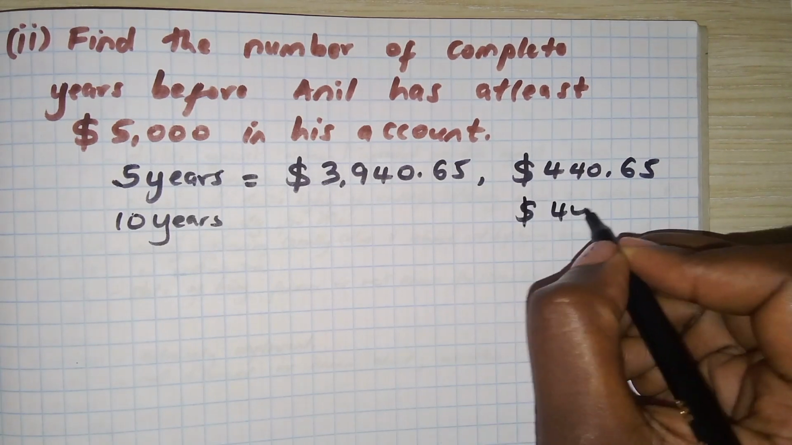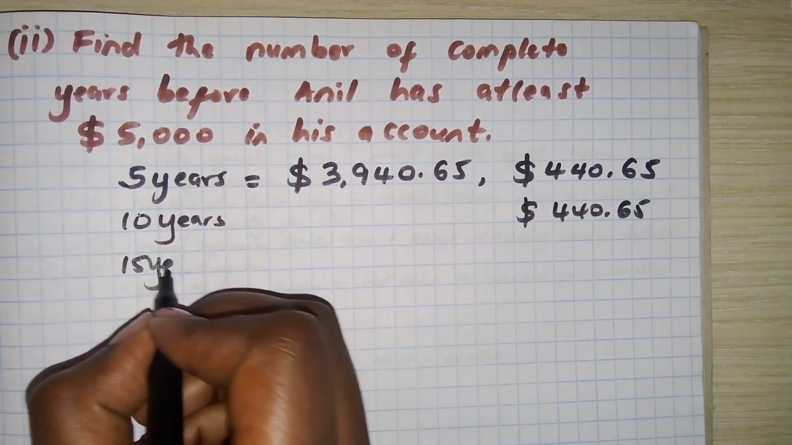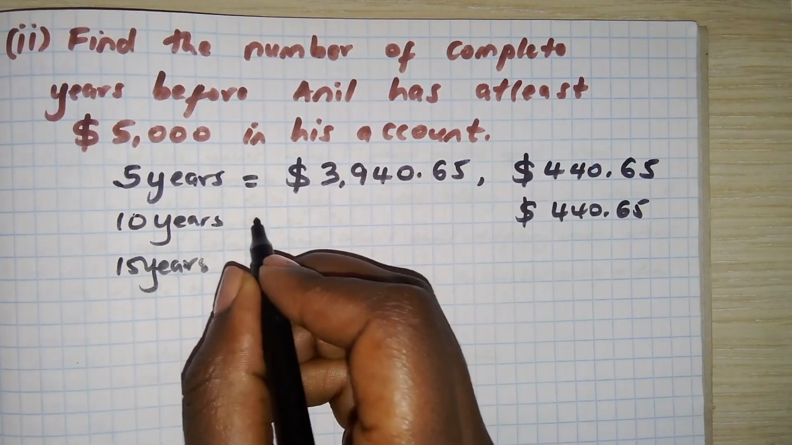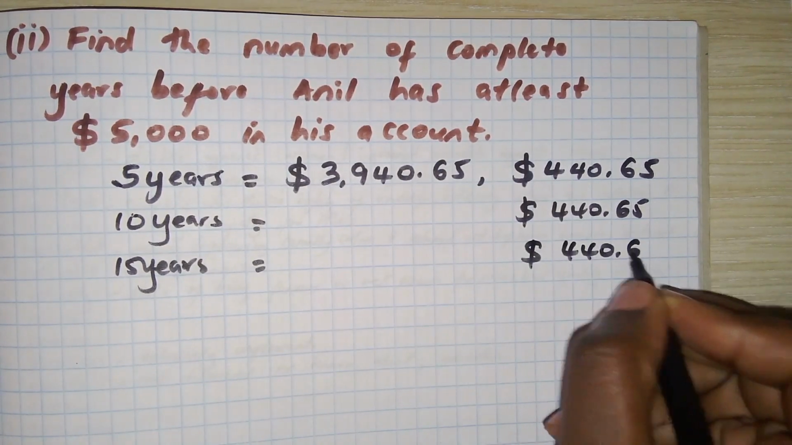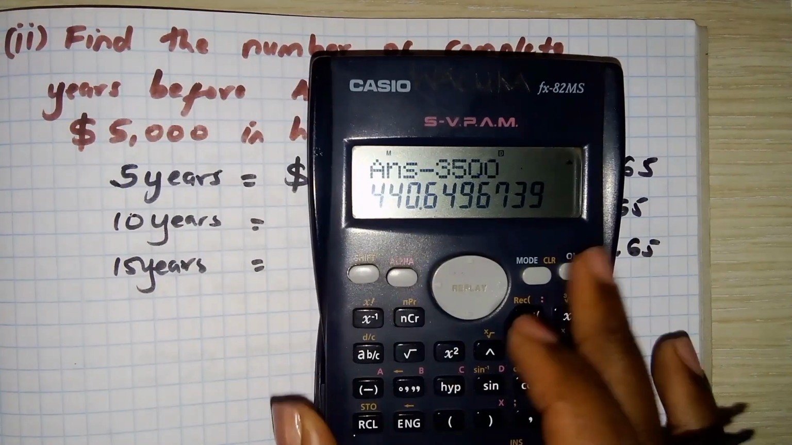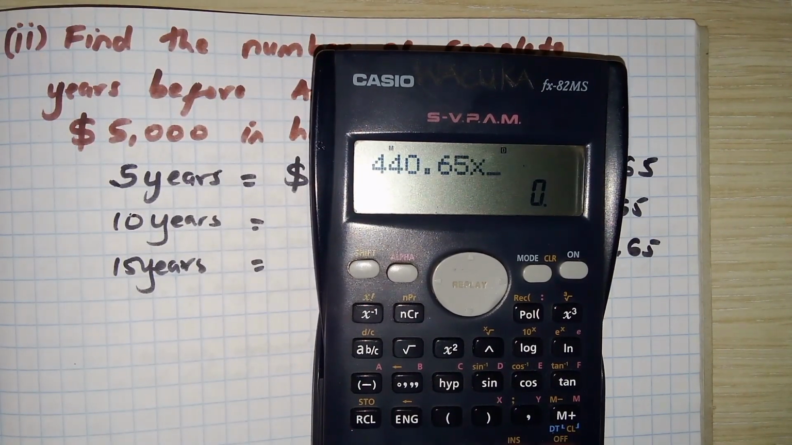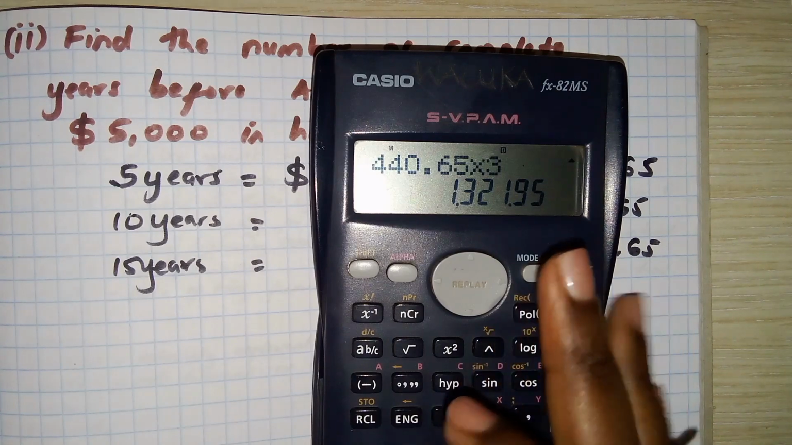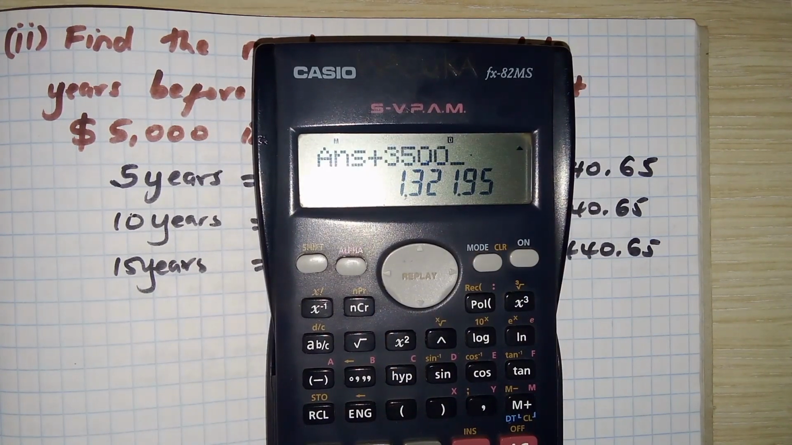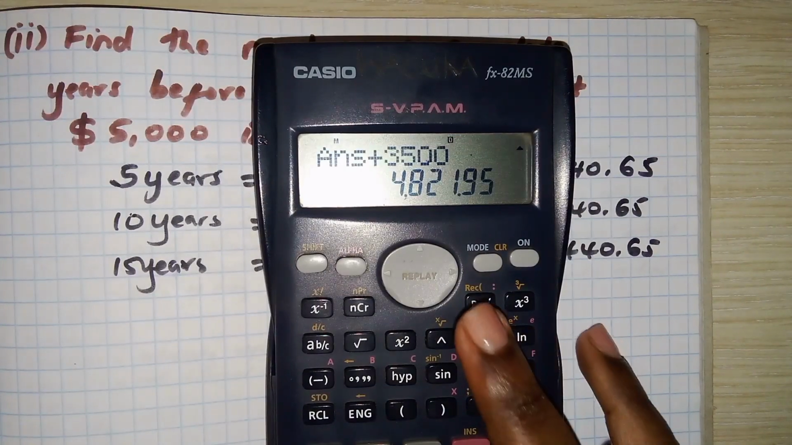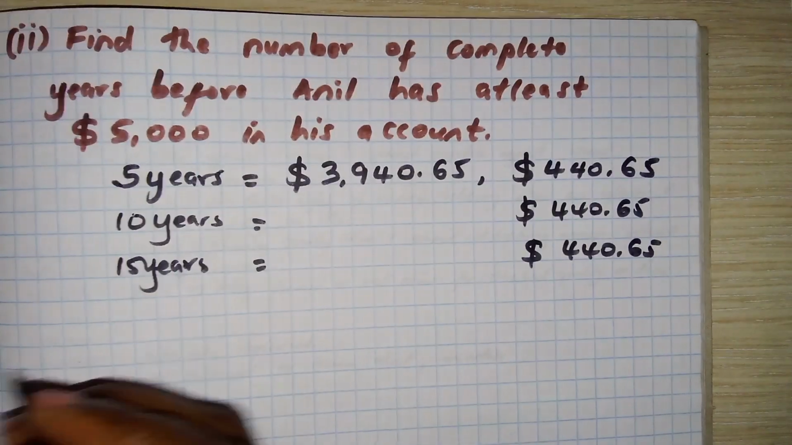Let's say 440.65. Another 15, we add another 5 years. That will be another 440.65. So if we do 440.65 times 3, we have 1,013.21, and then we add the initial amount. That will be around 4,008. Okay, so let's try with 15 years.